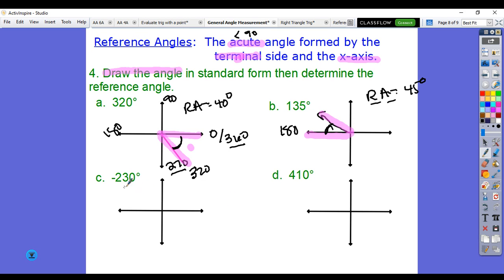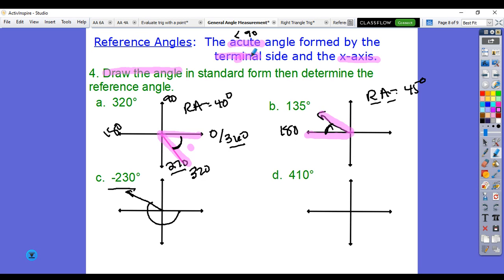Okay. Negative 230. All right. So we're starting at 0. Negative means I'm going backwards. Negative 90, negative 180. If I went to the next one, that would be 270. That would be too much. So I'm in the second quadrant.